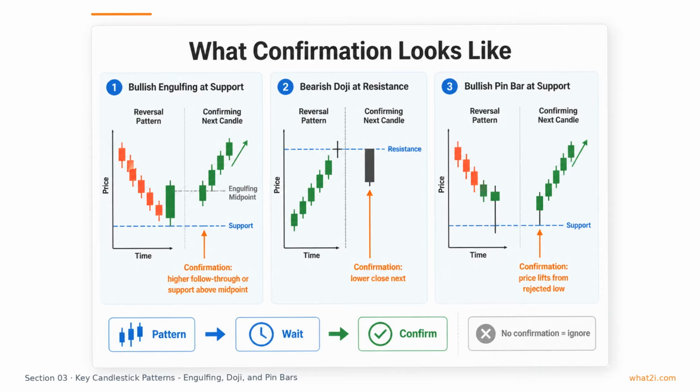If that next step confirmation never arrives, the pattern may simply be noise. This is a critical habit because many weak setups look interesting for one candle. Confirmation helps you avoid acting too early.